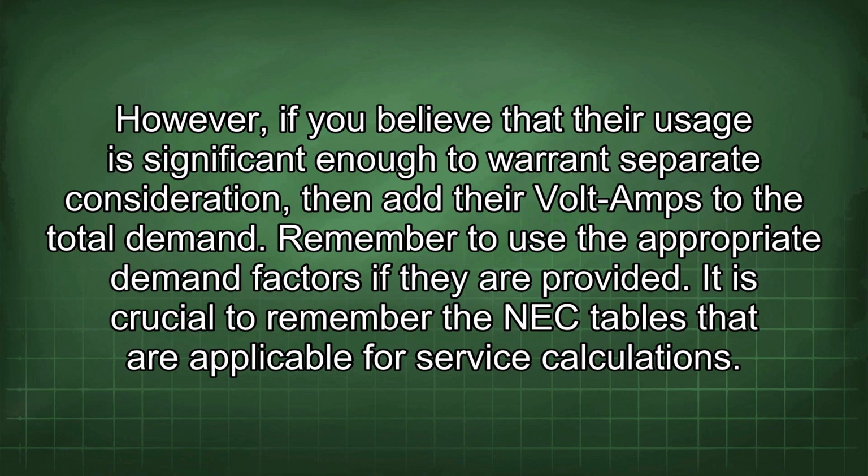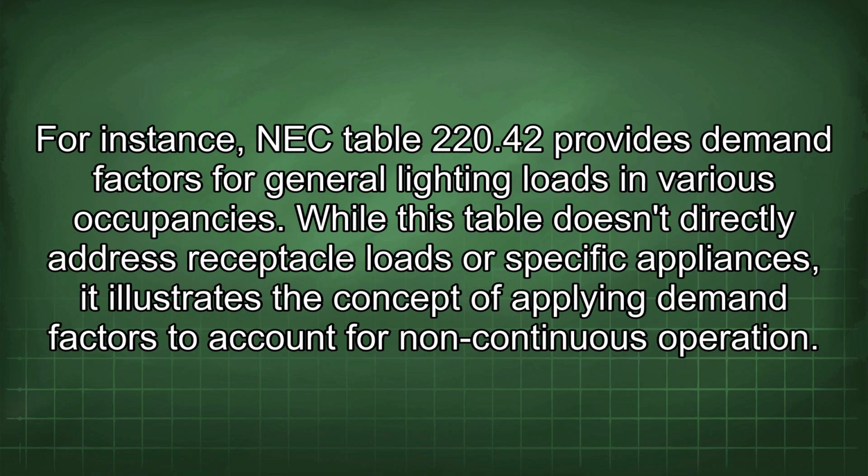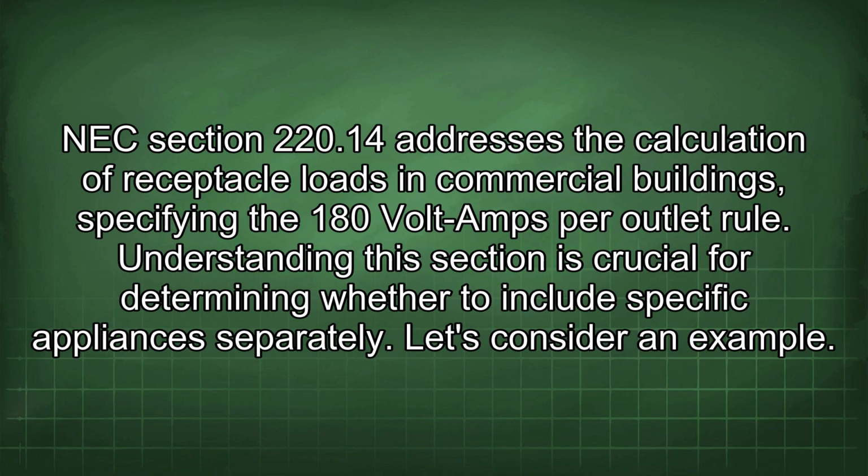It is crucial to remember the NEC tables that are applicable for service calculations. For instance, NEC Table 220.42 provides demand factors for general lighting loads and various occupancies. While this table doesn't directly address receptacle loads or specific appliances, it illustrates the concept of applying demand factors to account for non-continuous operation. NEC Section 220.14 addresses the calculation of receptacle loads in commercial buildings, specifying the 180 volt amps per outlet rule. Understanding this section is crucial for determining whether to include specific appliances separately.